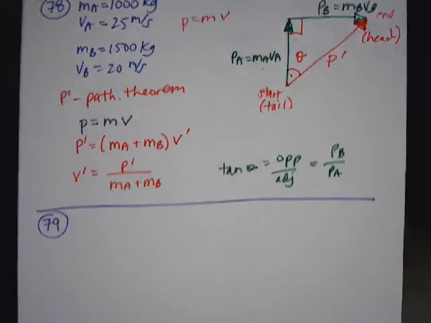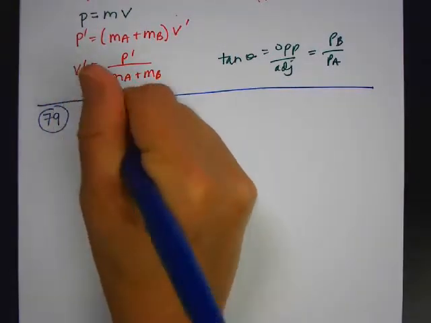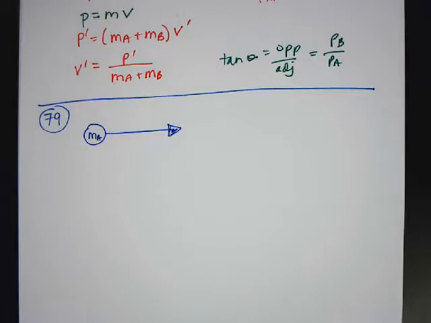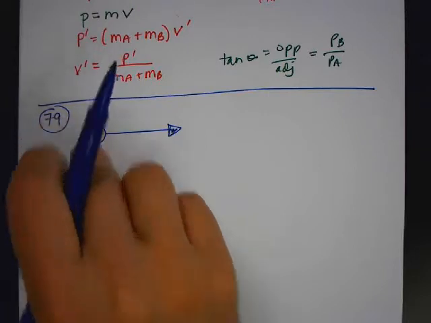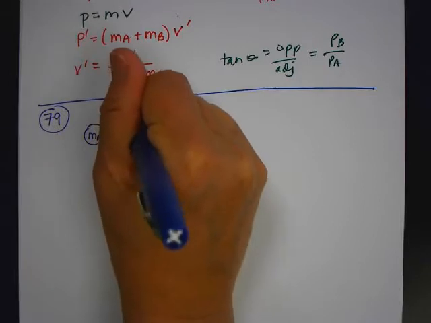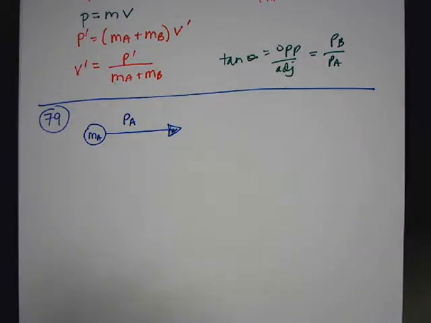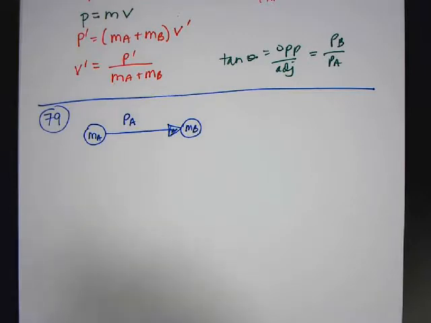So 79, the first thing I'm going to do is draw my picture. I have one mass like this, I'm going to call A, and it's moving with a certain velocity. So this arrow represents the momentum of this first ball, because if I read the problem, it says a 0.5 kilogram ball moving at 7 meters per second. So PA represents this, in the positive x direction. It hits a stationary 0.4 kilogram ball, so this is MB. After the collision, the 0.4 kilogram ball moves at 5 meters per second at an angle of 37 degrees below the horizontal. Determine the velocity, magnitude, and direction of the 0.5 kilogram ball after the collision.